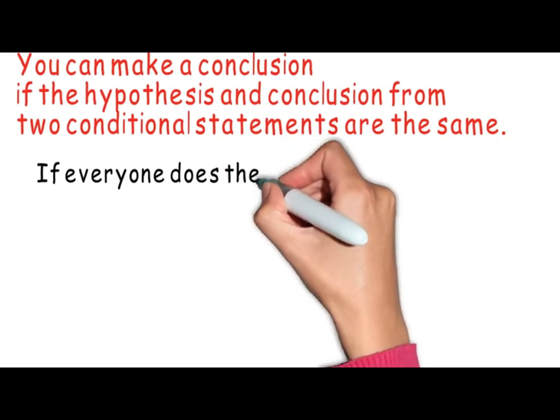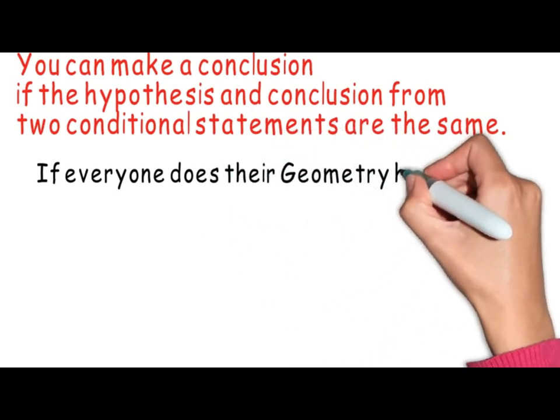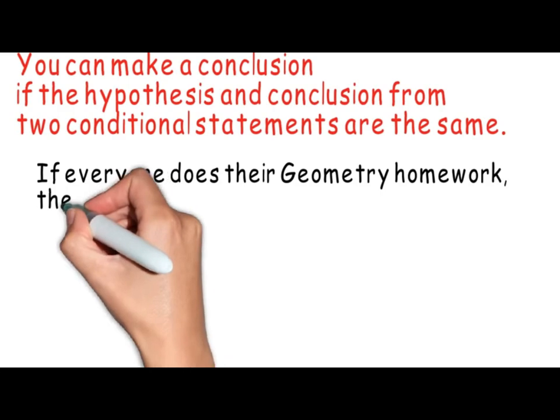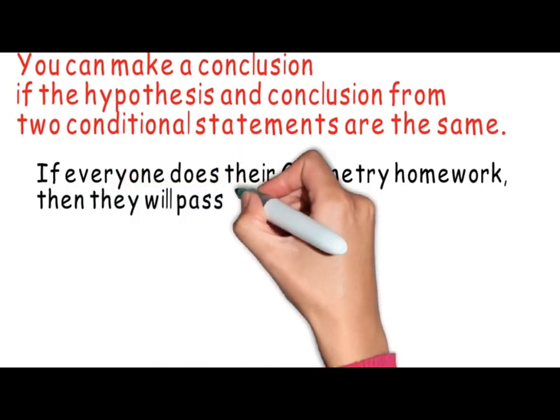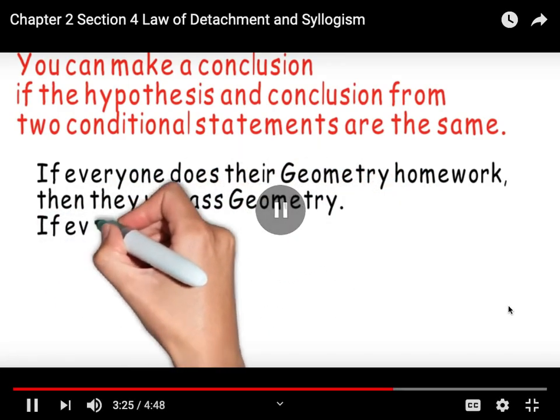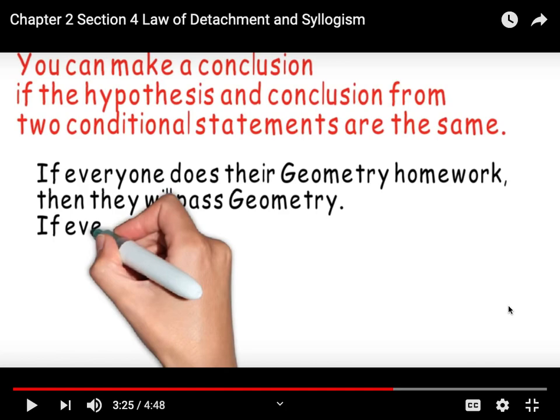Let's say we're given the statement, if everyone does their geometry homework, then they will pass geometry. Okay, so that's a conditional statement, right? If everyone does their geometry homework, that would be P. Then they will pass geometry, that would be our Q. That's one conditional statement. She's going to write another one here.